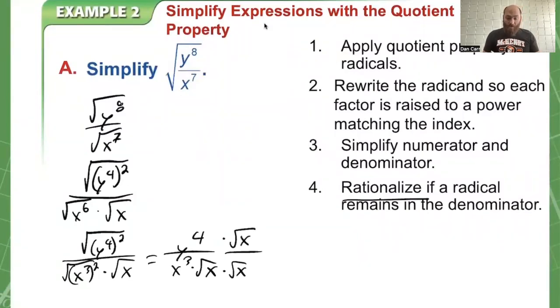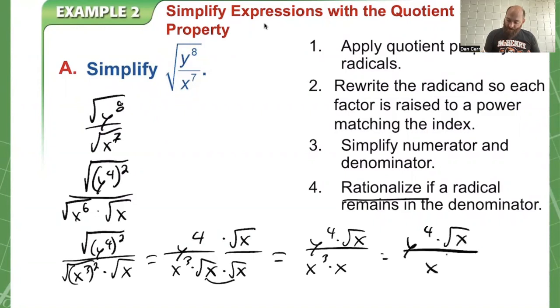Okay, so I want to do that because what happens here is the square root of x times the square root of x becomes an x. So my numerator is going to be y to the 4th times the square root of x. My denominator is going to be x to the 3rd times x. So one more thing to do is put those together. So y to the 4th times the square root of x over x to the 4th power. Okay, so that's how that one finalizes.